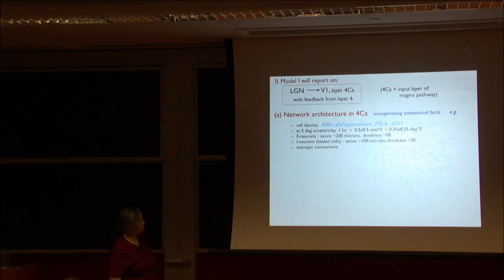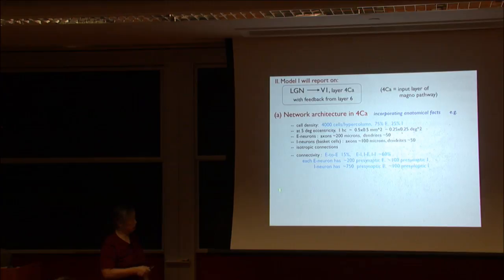We actually looked at how long the axons are. Axons are what convey spiking information to other neurons, so we try to use the dimensions of that. Dendrites are where information is received, where you receive the spikes. In this layer, the E neurons are relatively simple, and they have shorter axons, and the connections are isotropic. These things are all from data. People have done a lot of physiology measurements. So E to E is, I say, 15%. You should think of it as like 10 to 20%.